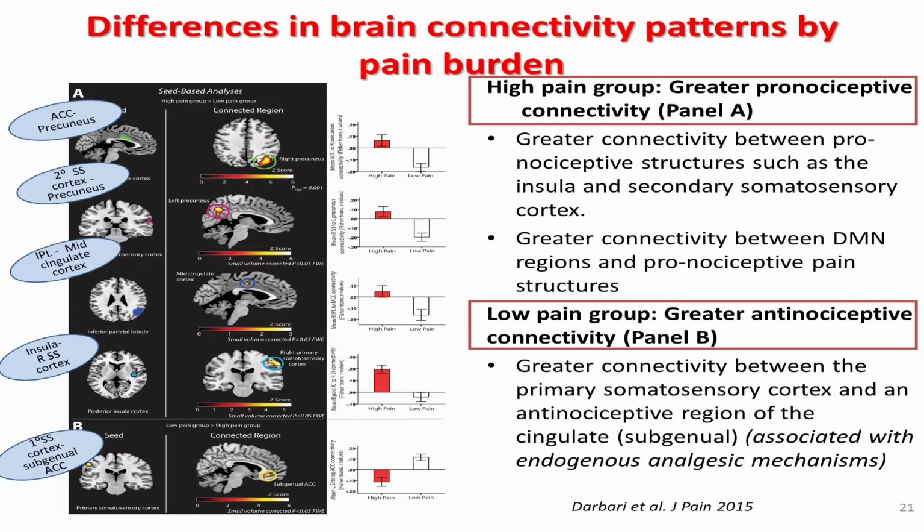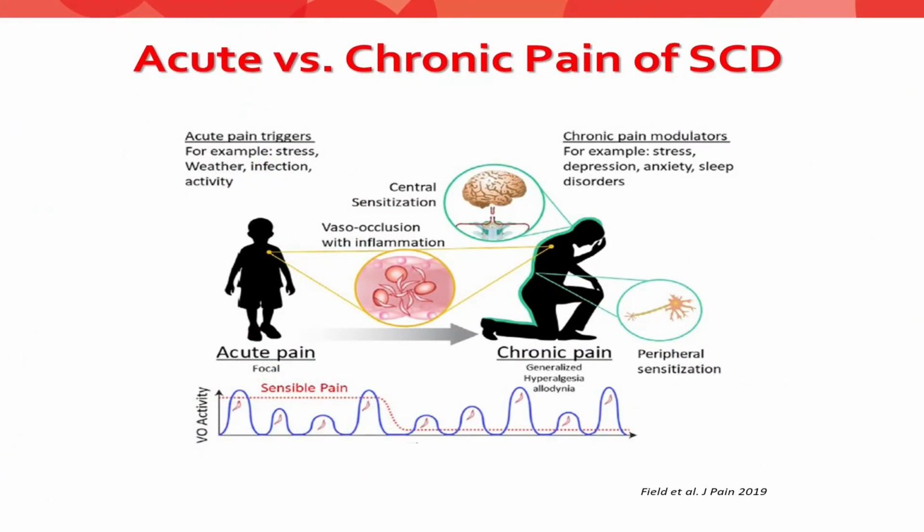Because we know in the general population also, there are people who are at higher risk for experiencing more pain. So what I have shown you so far is that when the child is young, there's an acute pain phenotype. Pain is mostly focal, and vaso-occlusion is the primary mechanism. And there are certain triggers which we know: stress, weather, and so on.